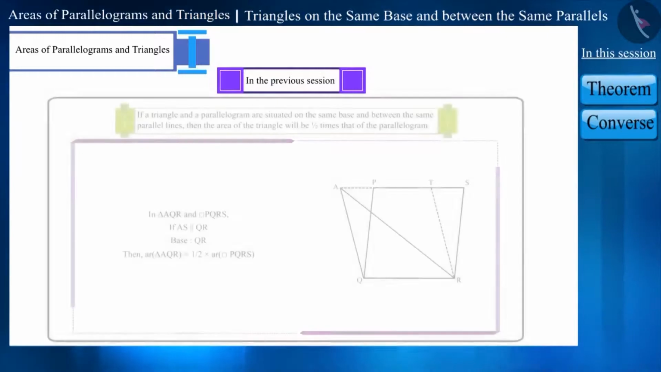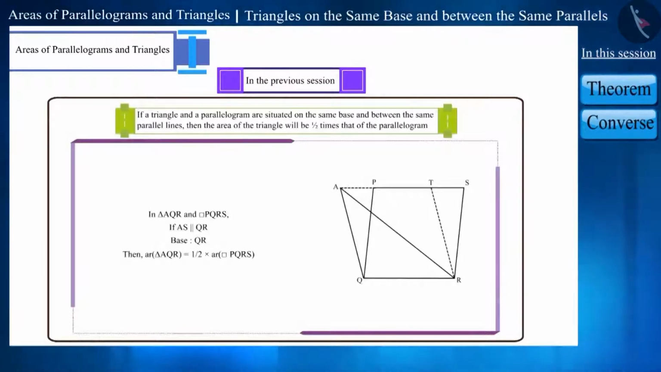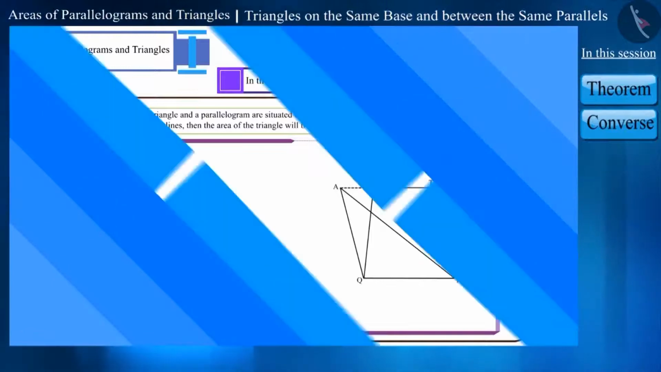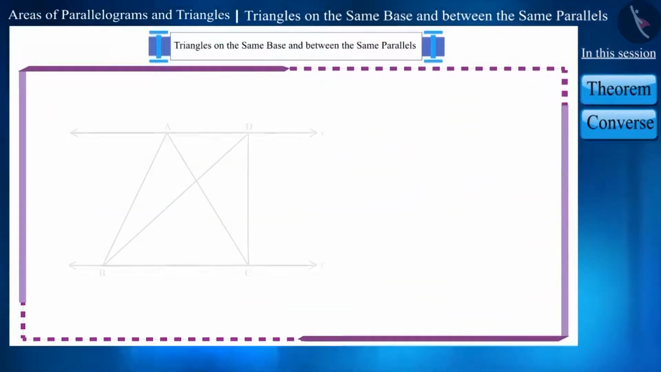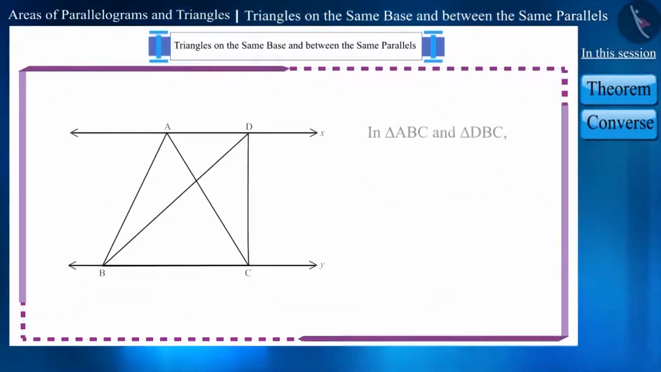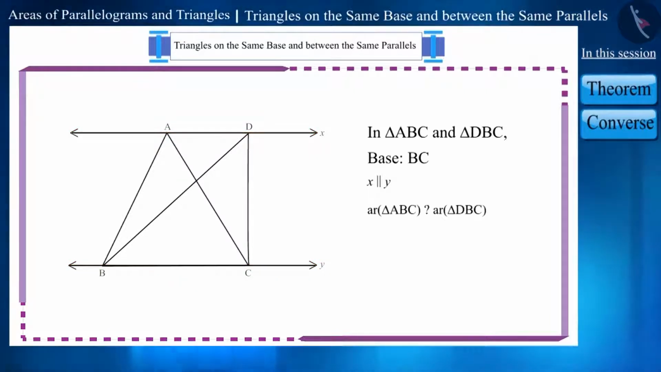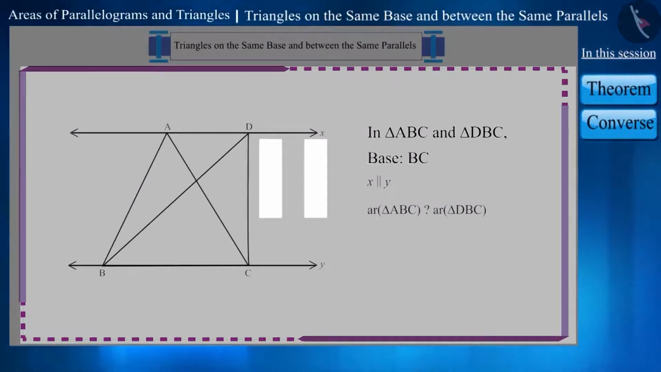Friends, we have already learned about triangles and parallelograms situated on the same base and between the same parallel lines. Moving ahead, if we are given a figure in which two triangles are situated on the same base and between the same parallel lines, then what can you tell about their area? You can pause the video and think about this.